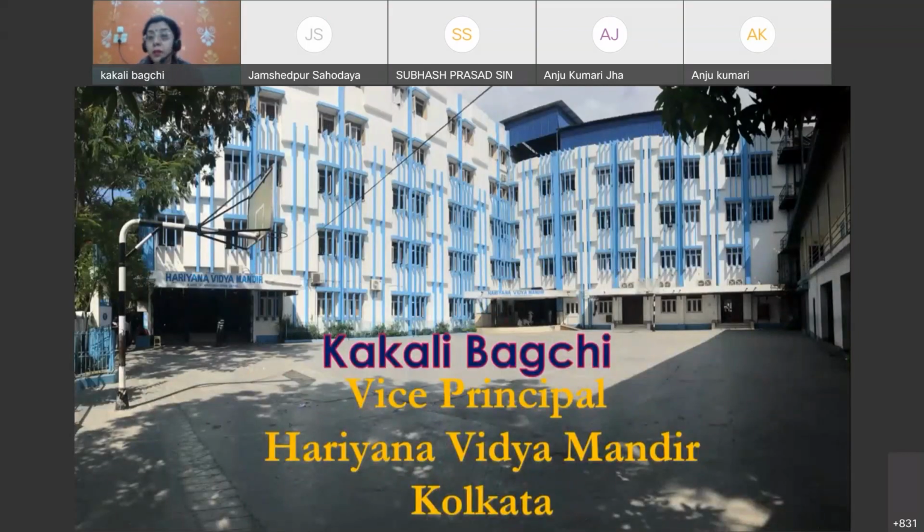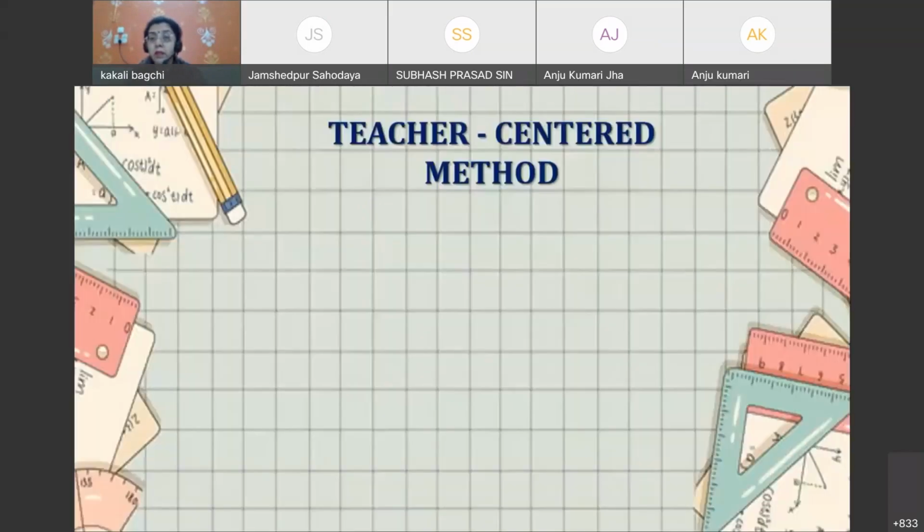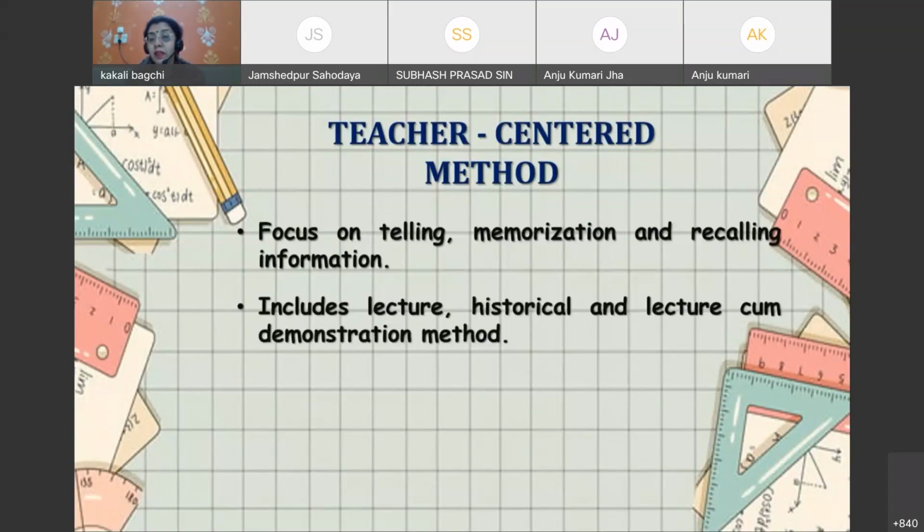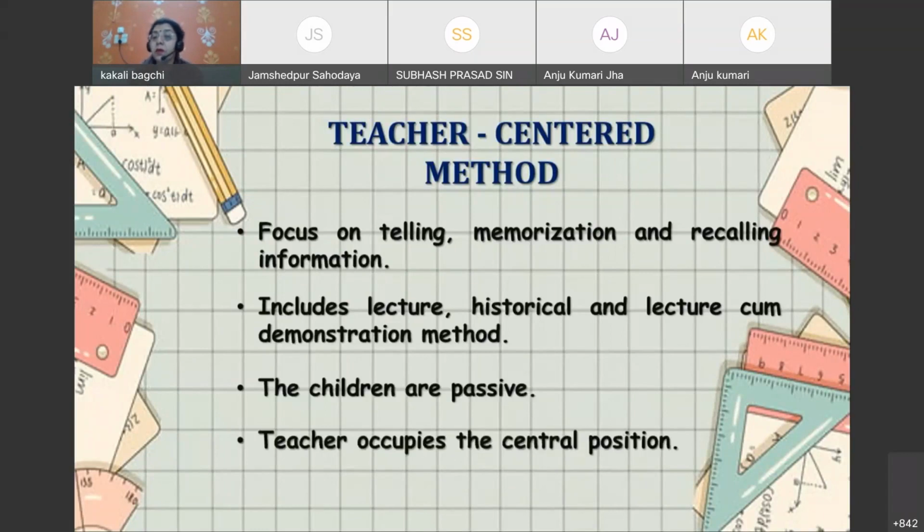If we think broadly, there are two types of methods. One is the teacher-centered method, where the focus remains on telling and memorizing, which includes the lecture method and lecture cum demonstration method. Here children are passive and the teacher occupies a central position.